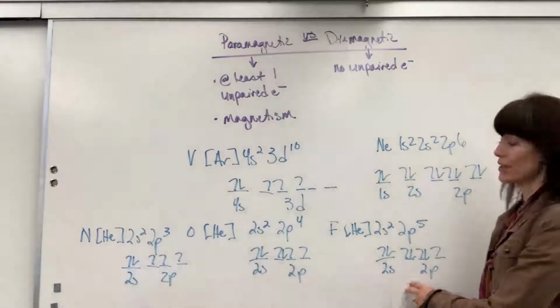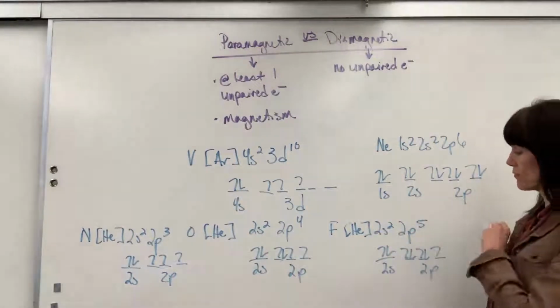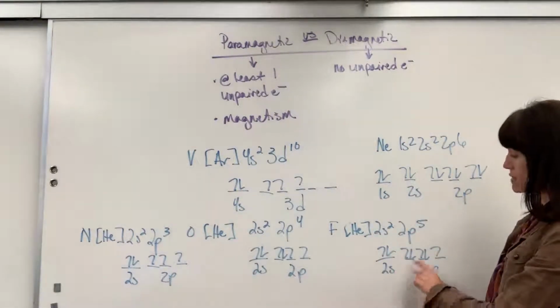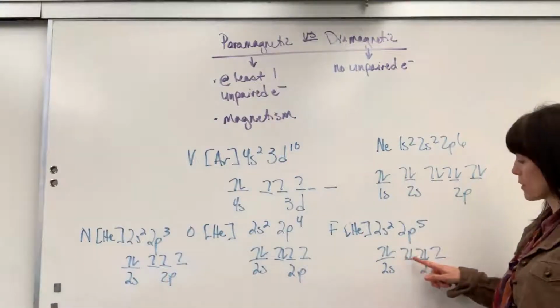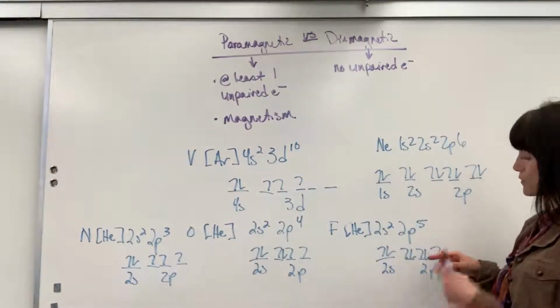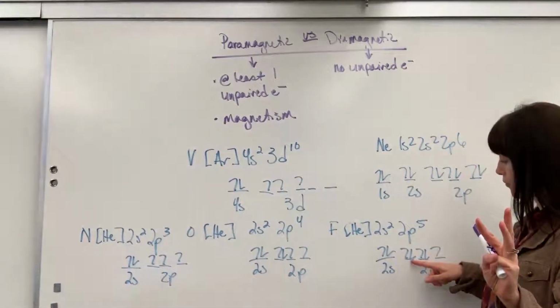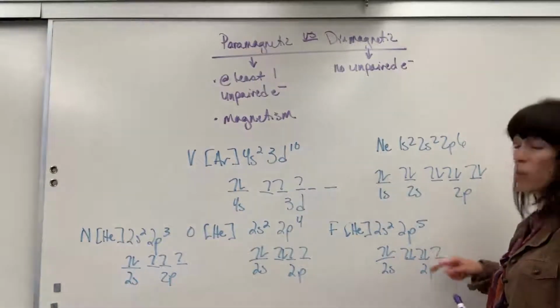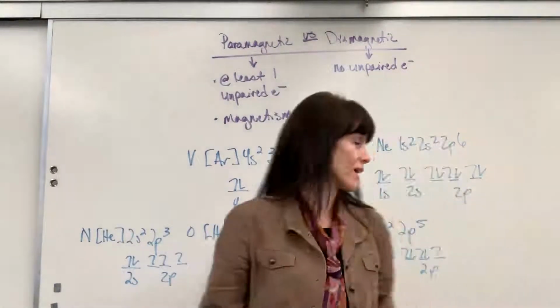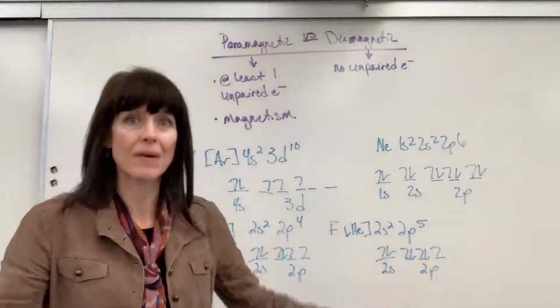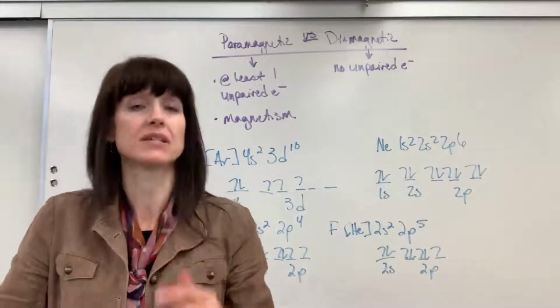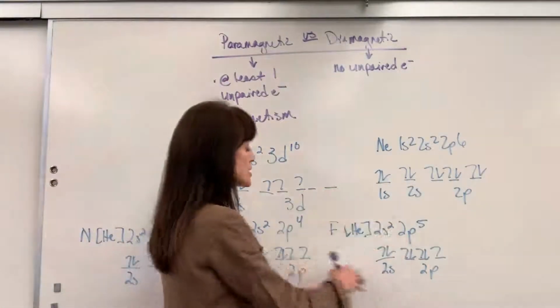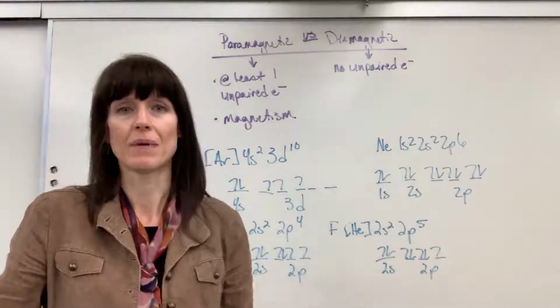Let's look at fluorine. So there's helium, 2s2 2p5, my 2 electrons in the 2s, and then my 5 electrons. I went up, my electron's spinning. So that was 3, and then I had 4, 5, spin down. I have 1 electron that's unpaired. That is paramagnetic. Even if you have 1 electron that's unpaired, that classifies the entire element as paramagnetic.